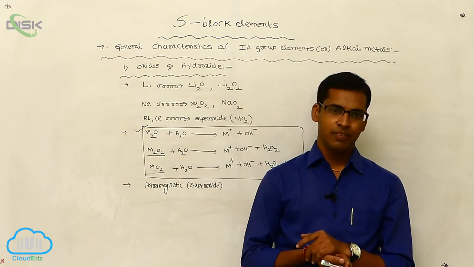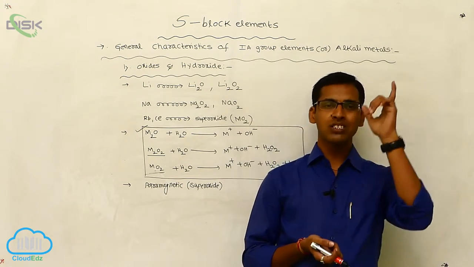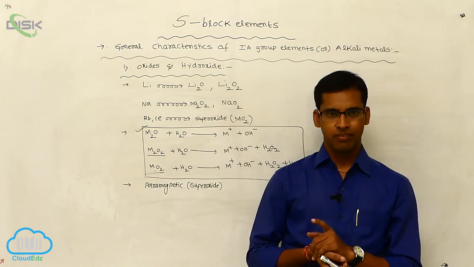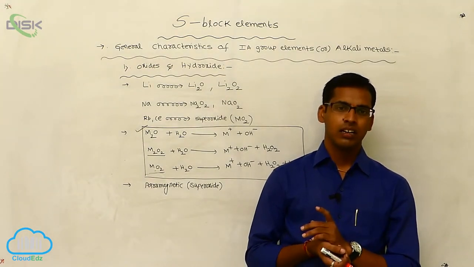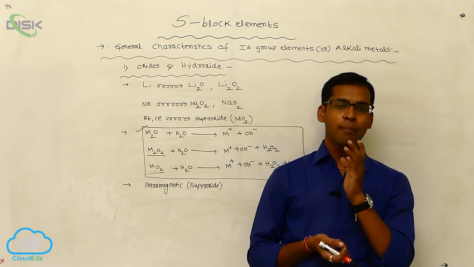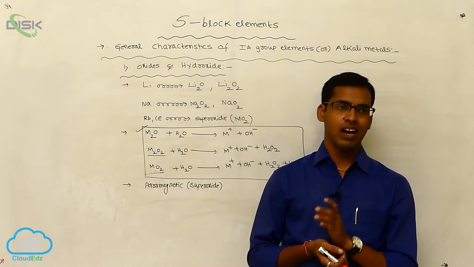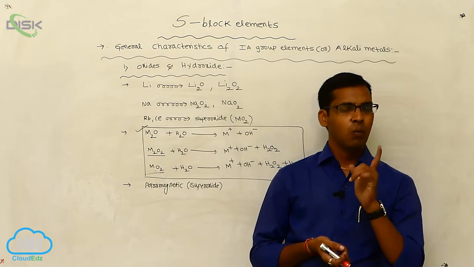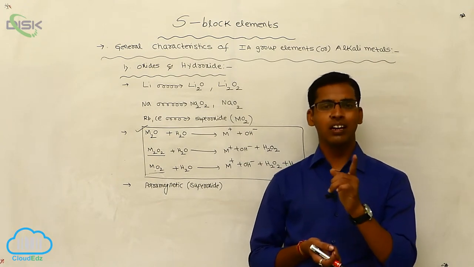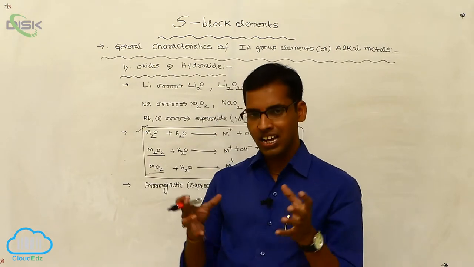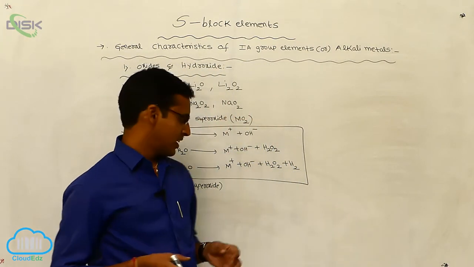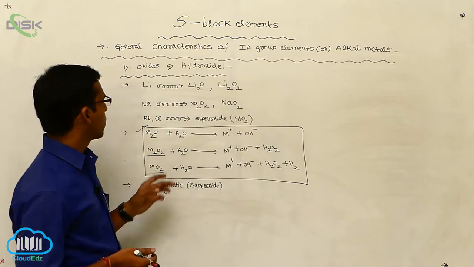Due to the absence of unpaired electrons, the remaining oxides exhibit diamagnetic behavior. Only potassium superoxide exhibits paramagnetic character, because the outermost shell contains one unpaired electron, and due to that it is attracted in a magnetic field. These are weakly attracted, so it exhibits paramagnetic behavior.